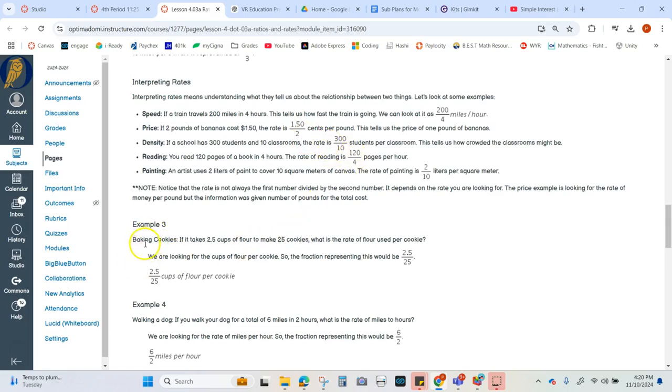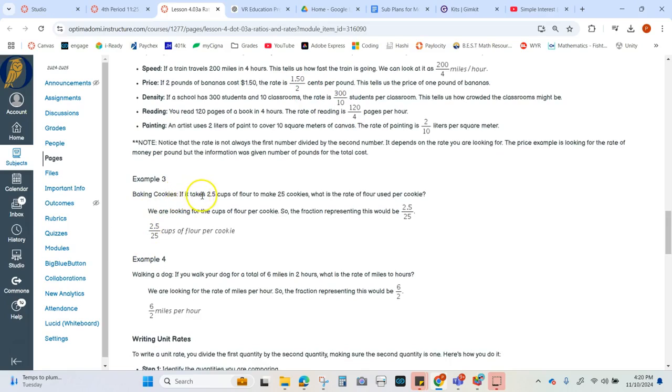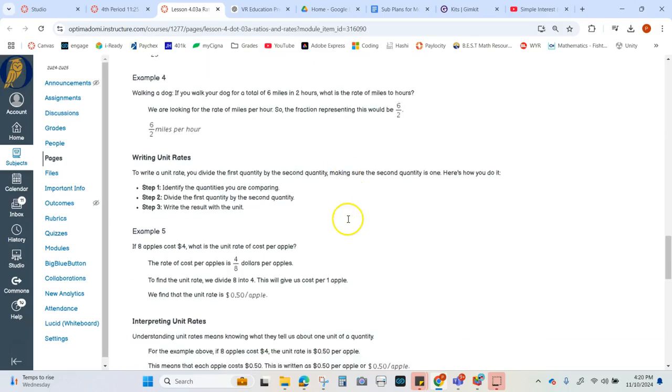Here's example 3, baking cookies. If it takes 2.5 cups of flour to make 25 cookies, what is the rate of flour per cookie? Well, it would be 2.5 for the flour. That's our first word that comes, so that's the first number. Per cookie, 25 would be the second number. So 2.5 on top of 25. That's what it says down here. Sweet. Now let's skip example 4 and let's talk about unit rates.